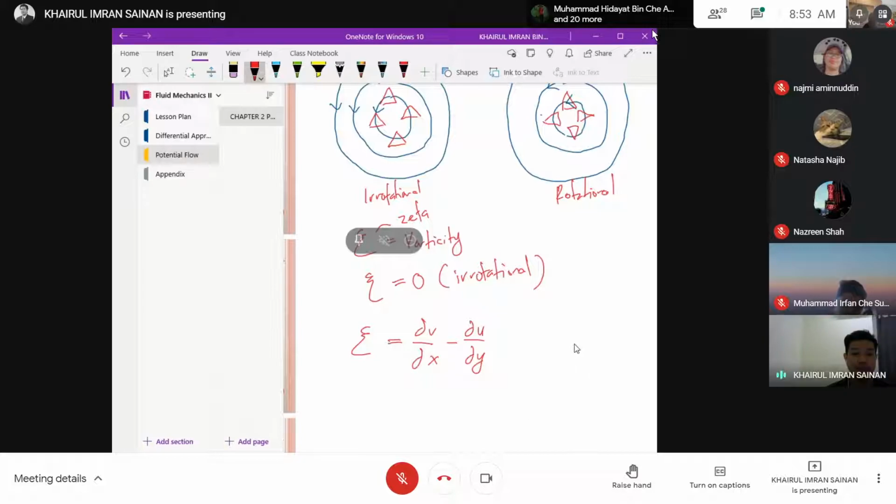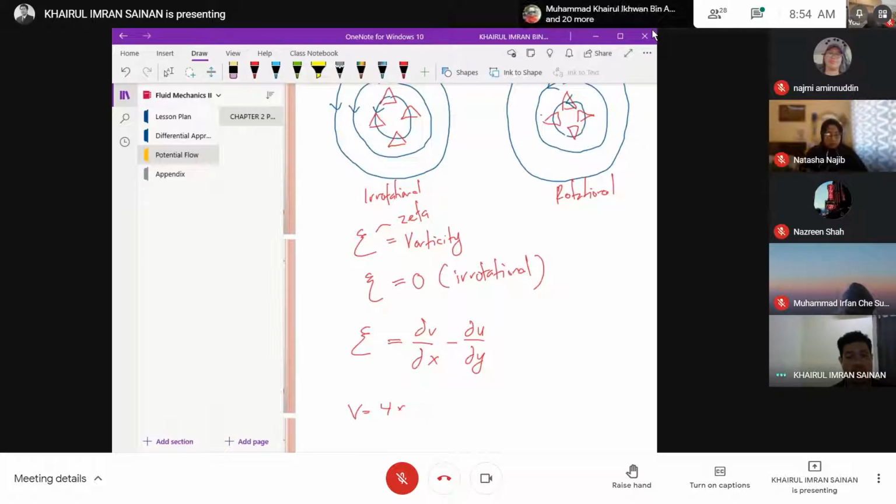So perhaps later you're gonna have V, for example, V equals to something. Okay, like before, V equals to 4x plus 2y, for example. And then you gonna differentiate that with respect to x, and perhaps you also have U, and if it is equal to 0, the flow is irrotational, or vice versa.